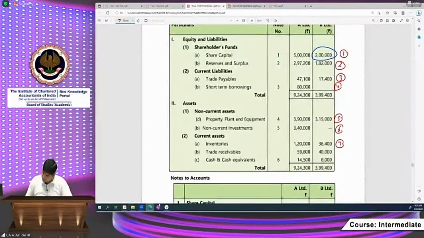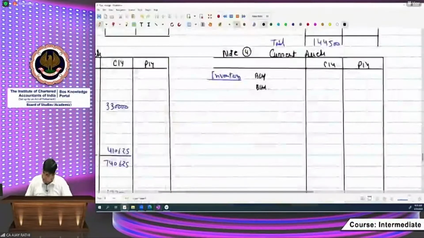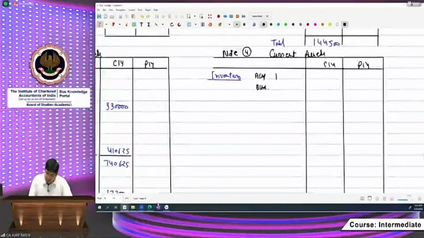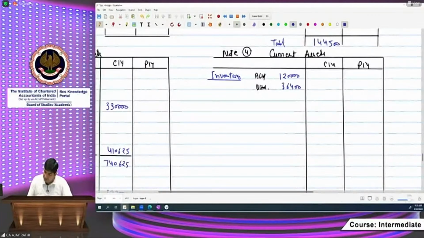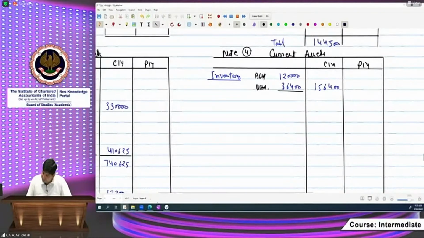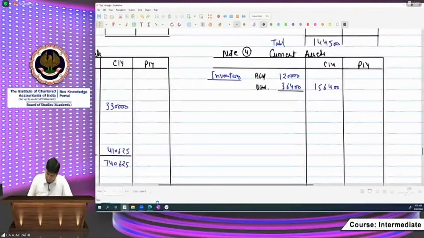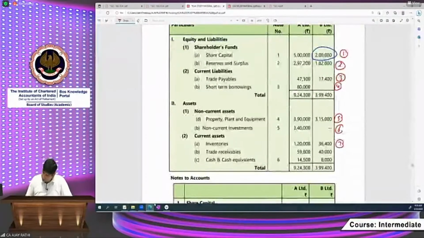That is how much? 1,20,000 and 36,400. Beta, what is the total? 156. Remember, is there any unrealized profit? No. It means directly you can put figure in the outer column. Okay. After that, next point is there.